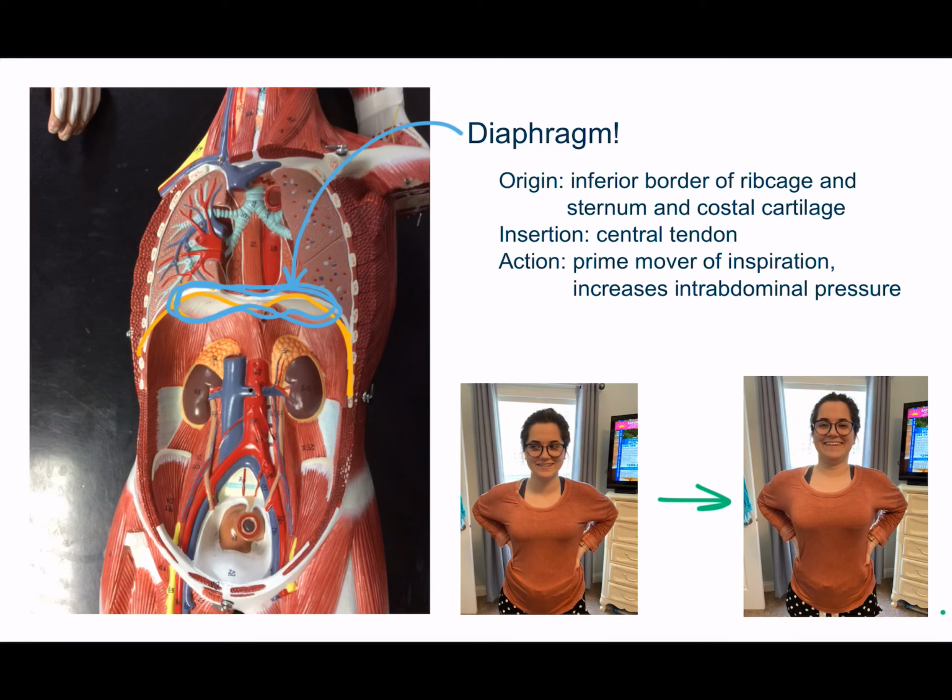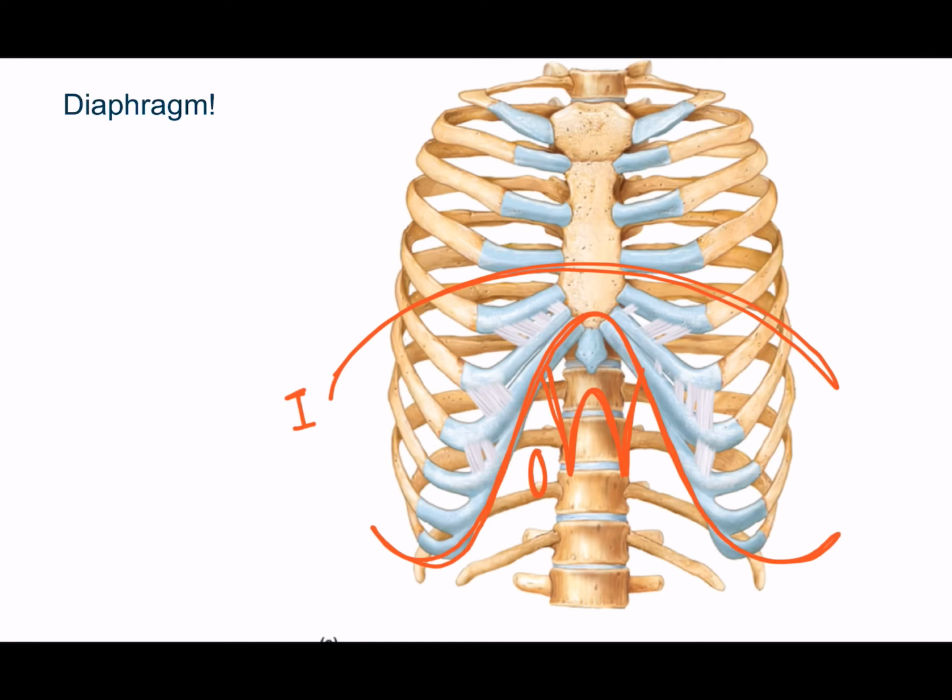It increases the intra-abdominal pressure, which helps you take in more air. So you see how it helps me breathe in, brings me up. So you see here that it's on this border of your rib cage and your costal cartilage, and even your thoracic vertebrae. It kind of holds on to them.